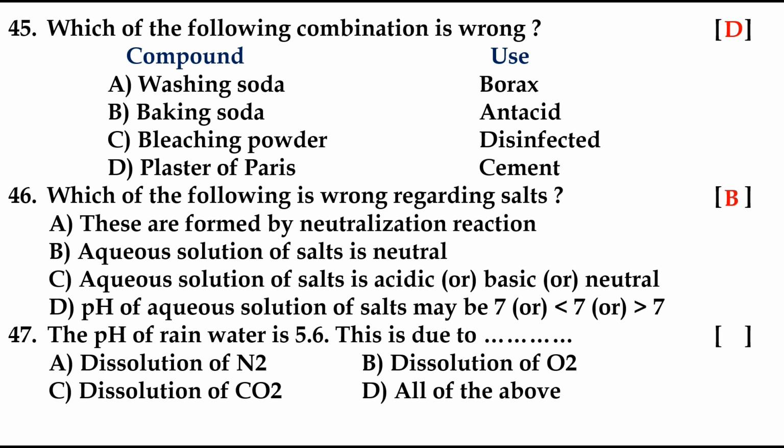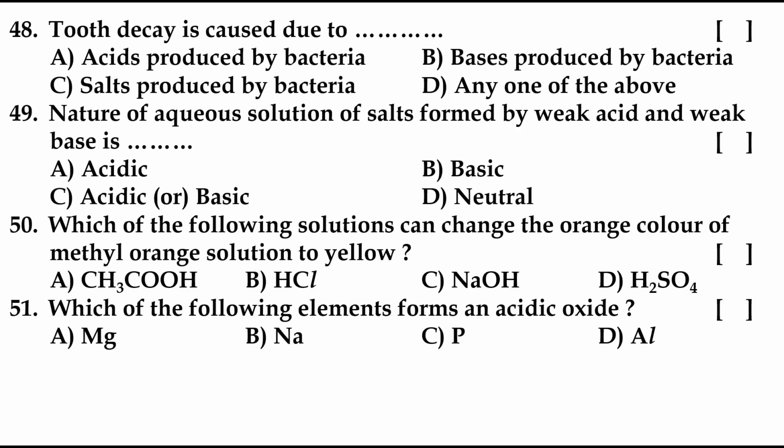47. The pH of rainwater is 5.6. This is due to dash. A. Dissolution of N2. B. Dissolution of O2. C. Dissolution of CO2. D. All of the above. Answer is C. Dissolution of CO2.